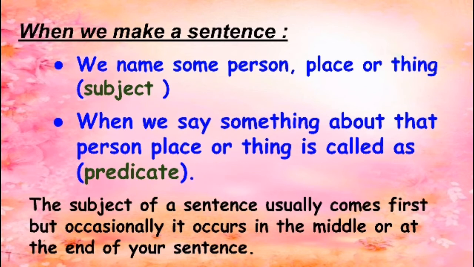When we make a sentence, we name some person, place or thing. That is called the subject. When we say something about that person, place or thing, it is called a predicate. Actually, the subject of a sentence usually comes first, but occasionally it occurs in the middle or at the end of the sentence.